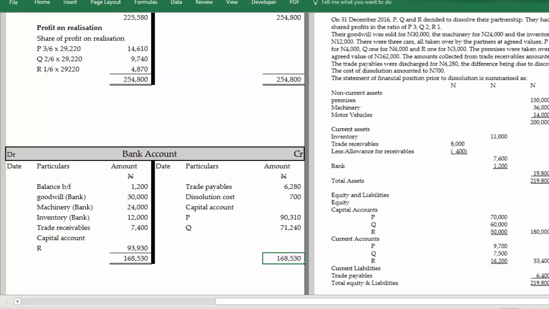It is from the bank account that you will know whether you have made a mistake or not, because the two sides will not be the same. If the two sides are not the same, that shows you have made a mistake. But if they are the same, that shows everything is fine. In this case, everything is fine. So this is how you prepare the partnership account on dissolution. It is no more than this.